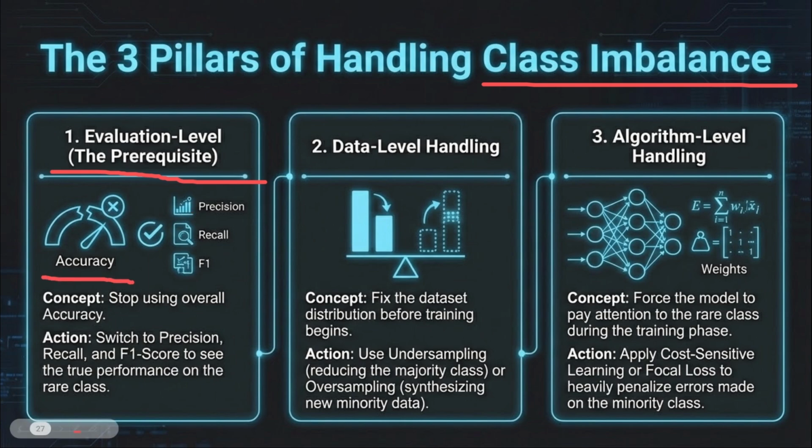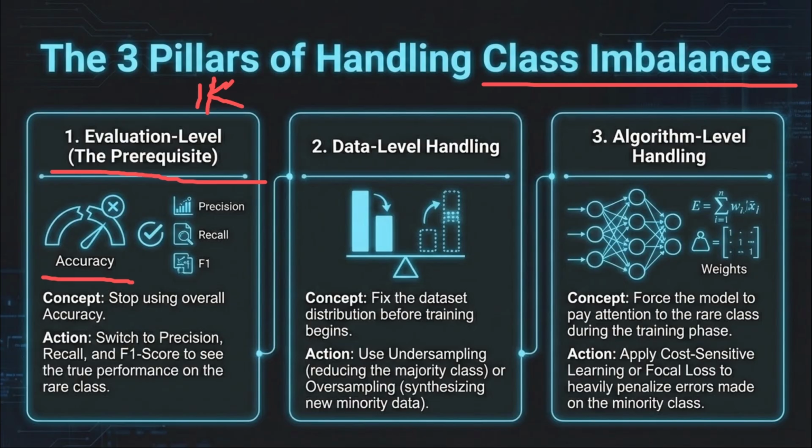metric, okay? Because let's say your complete training data set is 1000 examples, and 900 examples were related to one class and 100 examples were related to another class. Then even if the model predicts everything as the majority class, it achieves 90% accuracy, right? So you should never depend on accuracy first. You should check precision, recall, and F1 score to see the true performance on the rare class.